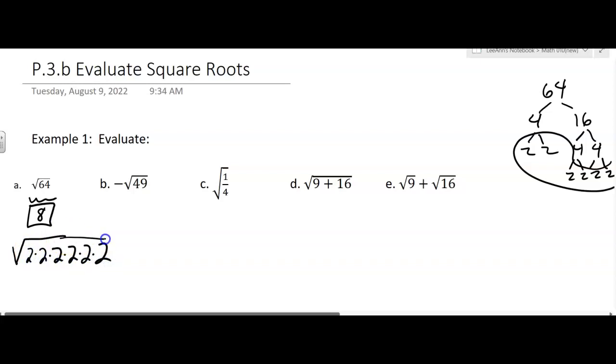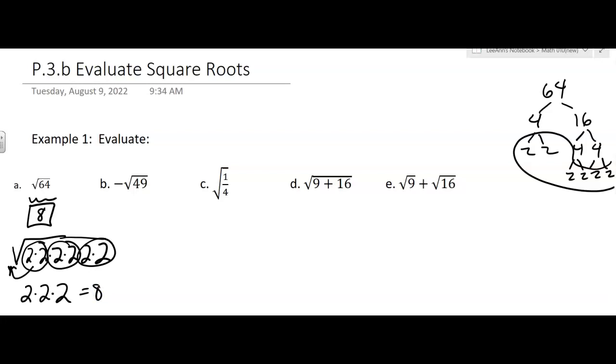Well, the rule is if you're taking a square root, for every pair, you get 1 out. So there's a pair, there's a pair, there's a pair. That means 2 times 2 times 2 outside the radical, and that just would equal 8. So I'll use that trick later on too, but that's what you could do if you weren't sure what the square root of 64 was. All right, so let's go to the next one, B.